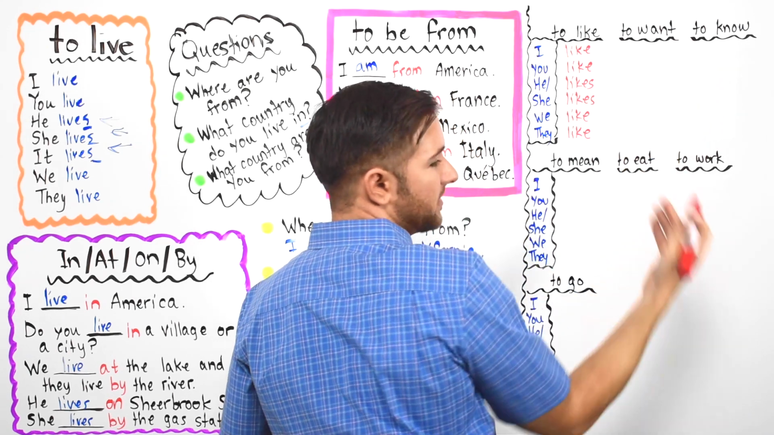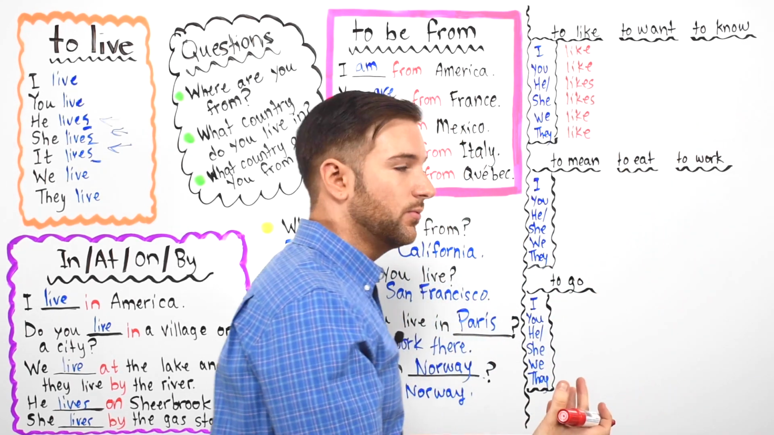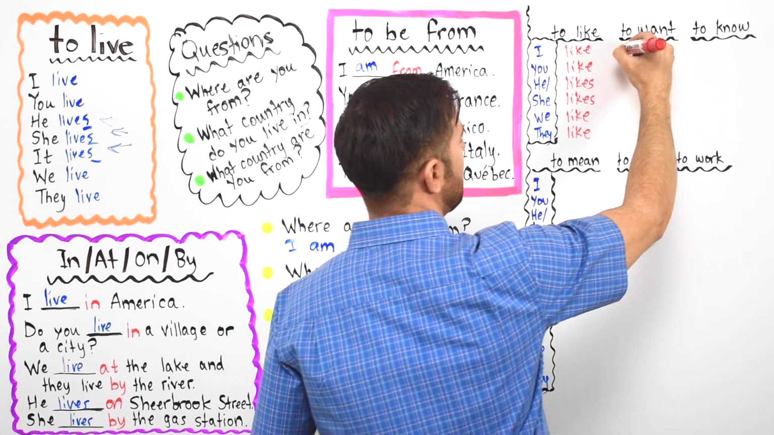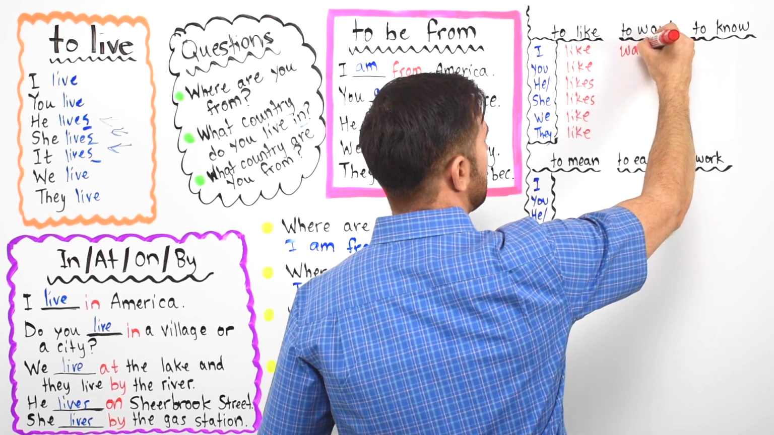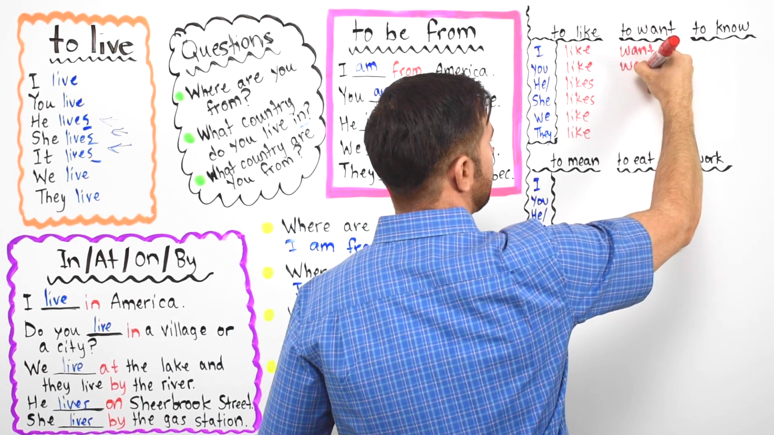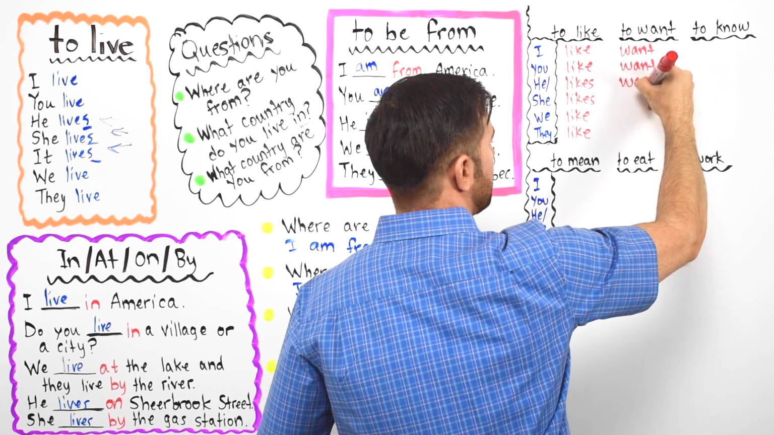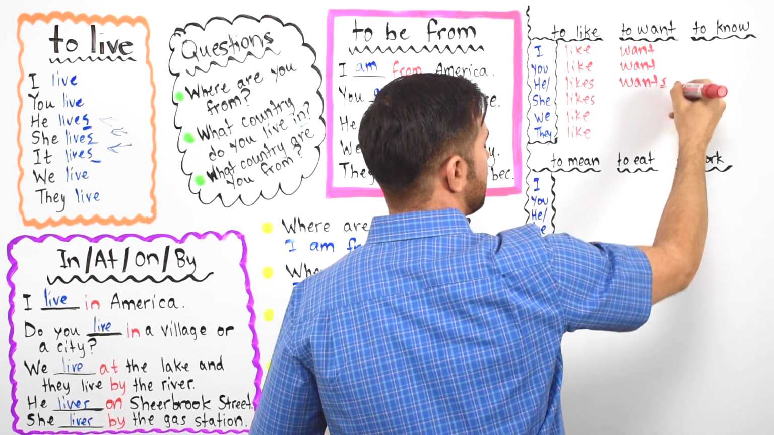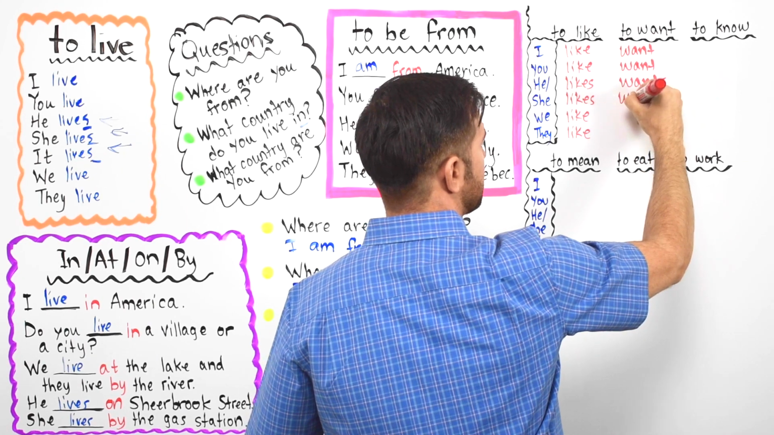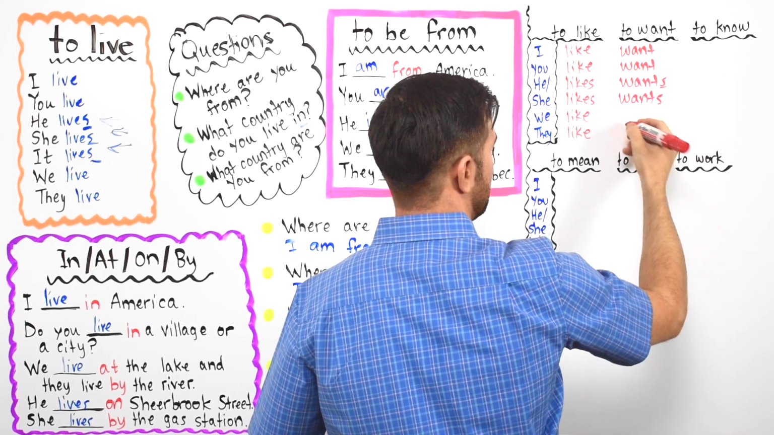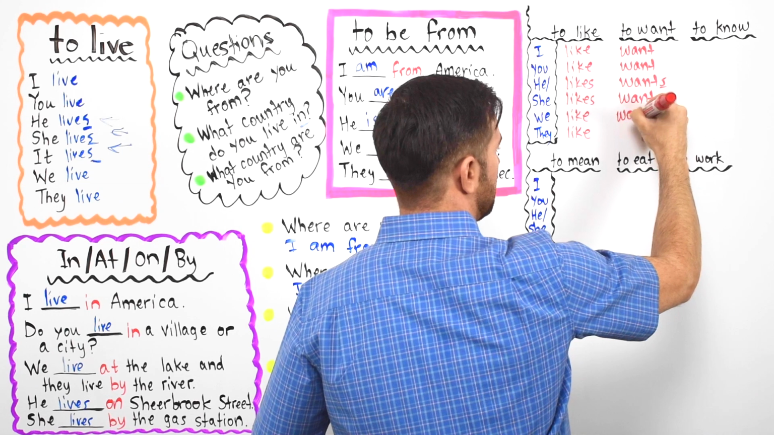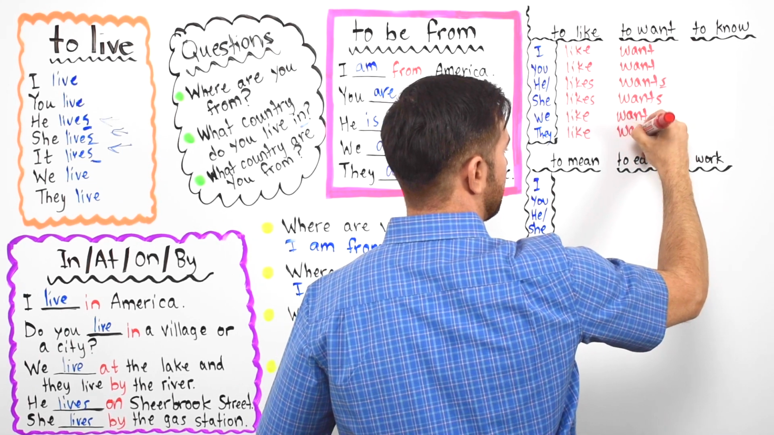Now to want, it's something that you desire, you want to have something. You could say, I want, you want, he wants, oops, with an S, remember? She wants, with an S as well. We want, and they want.